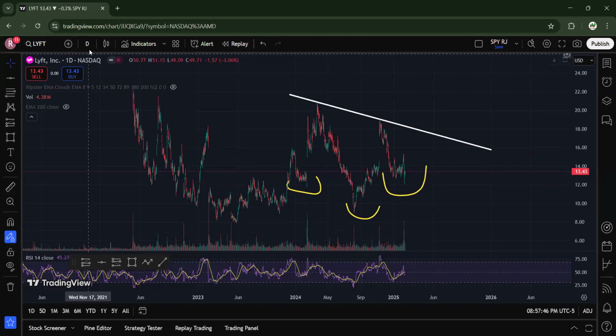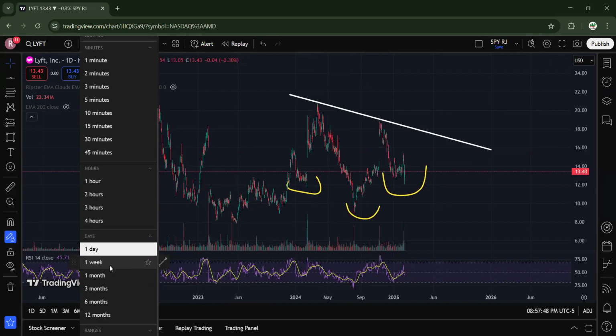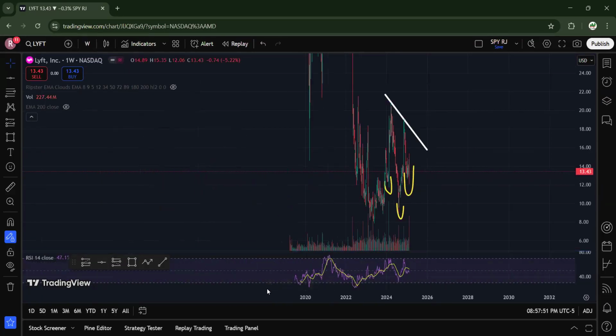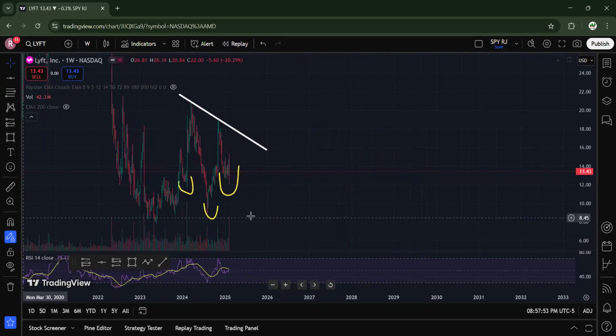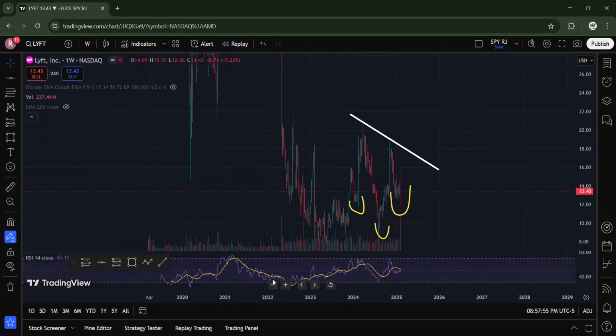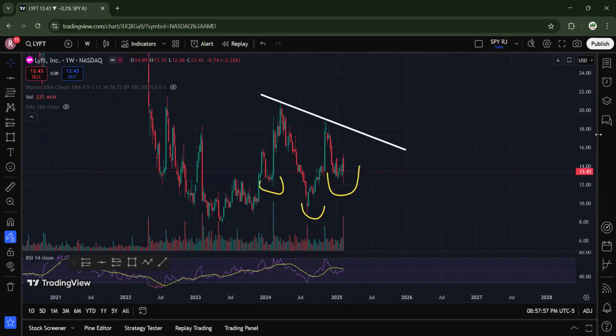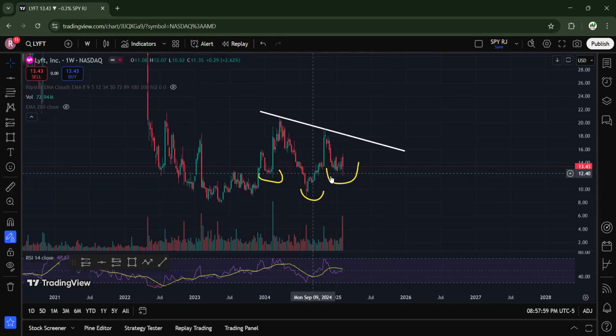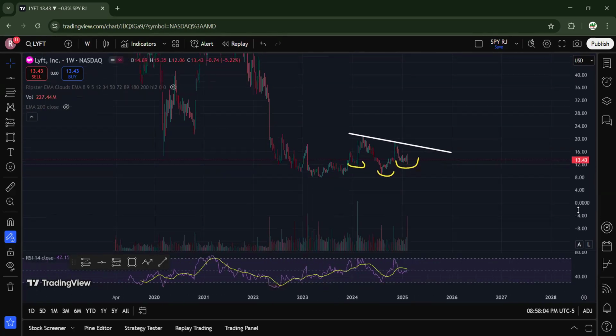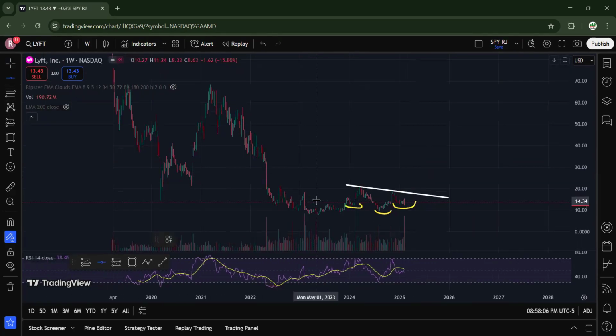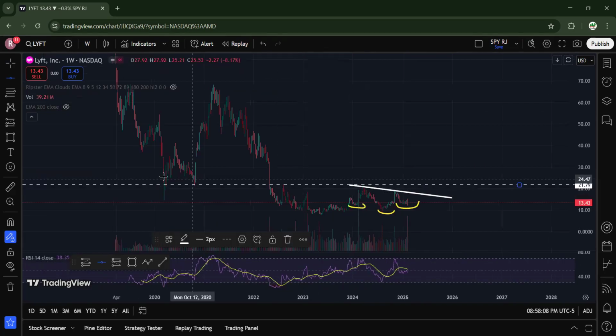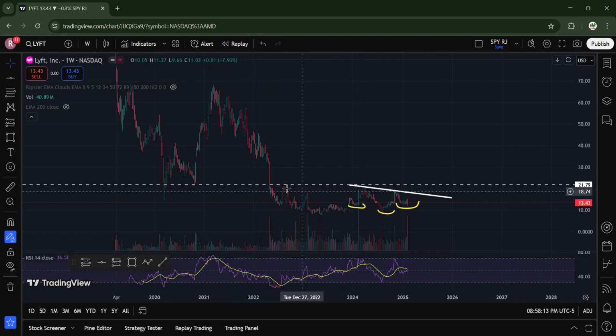You can see it on a daily, but you can also probably see it on the weekly here. So this is one that could take quite some time to play out, because it's on a weekly. But if it breaks out, you're looking at a huge move that could possibly happen, especially if it breaks 21. Your next level above that would be somewhere around 30 plus.